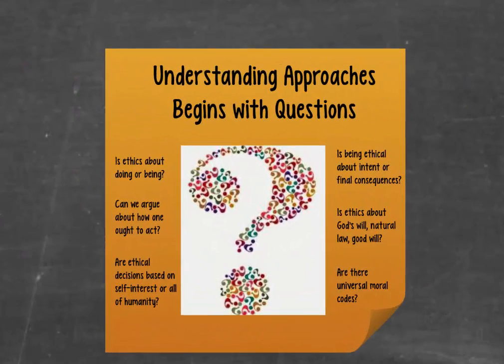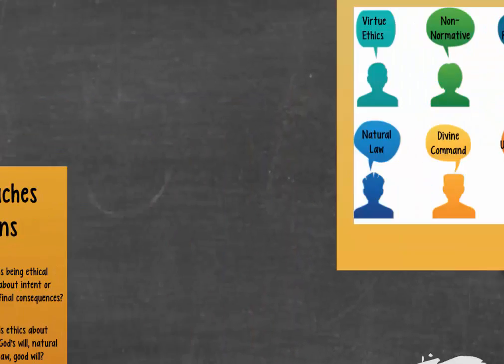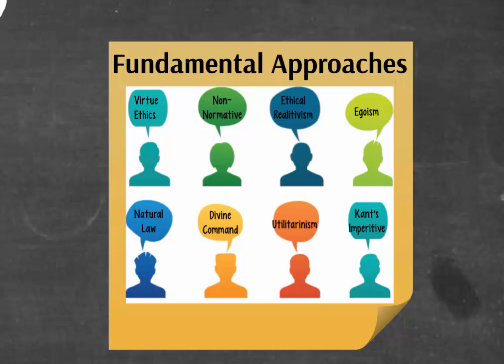Once you've determined your big ethical question, the next step is to determine answers to a number of additional questions, like, is ethics about doing or being? Can we argue about how one ought to act? Are there universal moral codes? Is being ethical about intent or final consequences? Answers to these questions will lead you to the fundamental approaches that you will be exploring throughout your course.